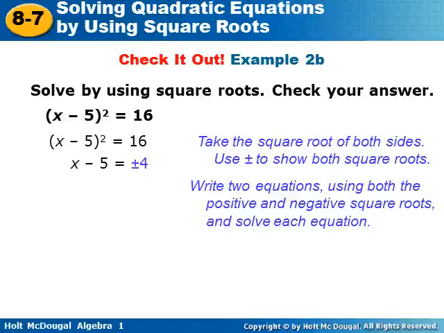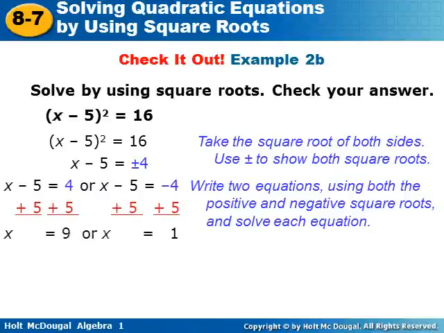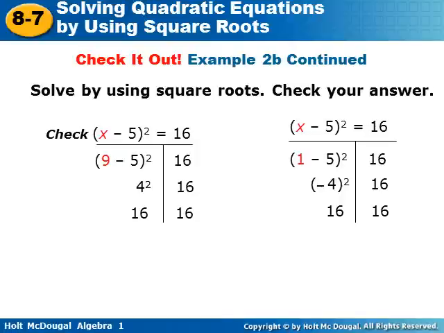Then we're going to write two equations using both of the positive and negative square roots, and then we're going to solve them. So we'd have x minus 5 equals positive 4, or x minus 5 equals negative 4. And we add 5 to both sides to solve, and we're going to get x equals 9 or x equals 1. So the solutions are 9 and 1.